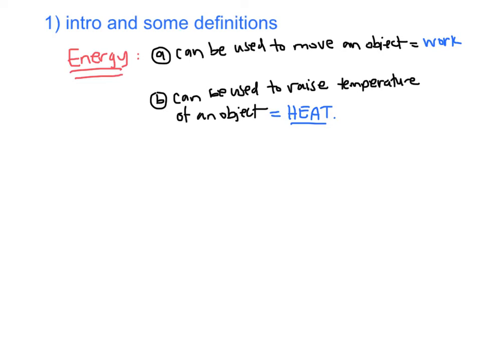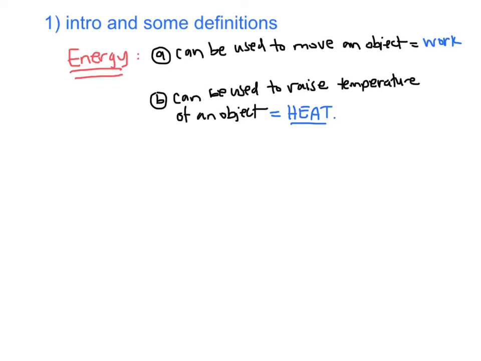So some definitions. We need to talk about what energy is. When we talk about energy in chemistry, we can talk about energy as a method to move an object or to do work on an object. So that would be like a combustion engine. The energy of a chemical reaction can be used to actually move a piston in an engine, and that creates, of course, work that makes your car go.